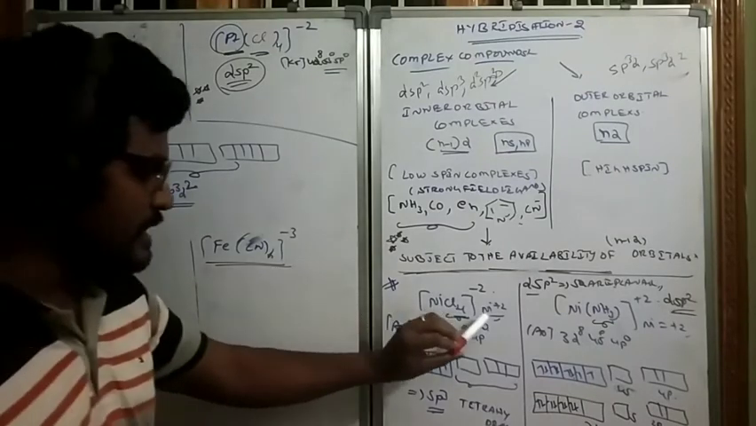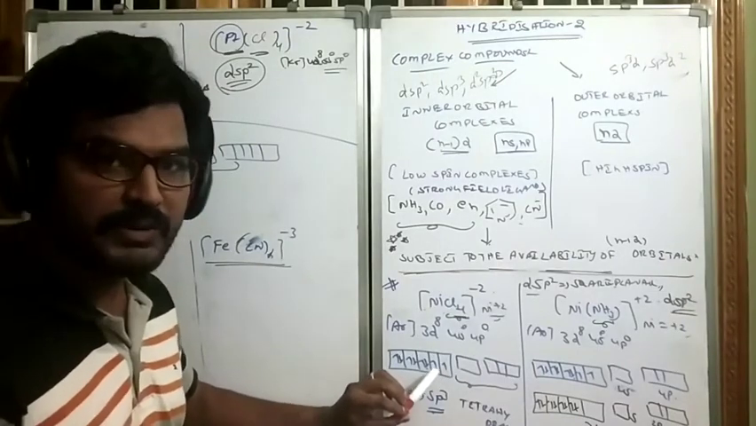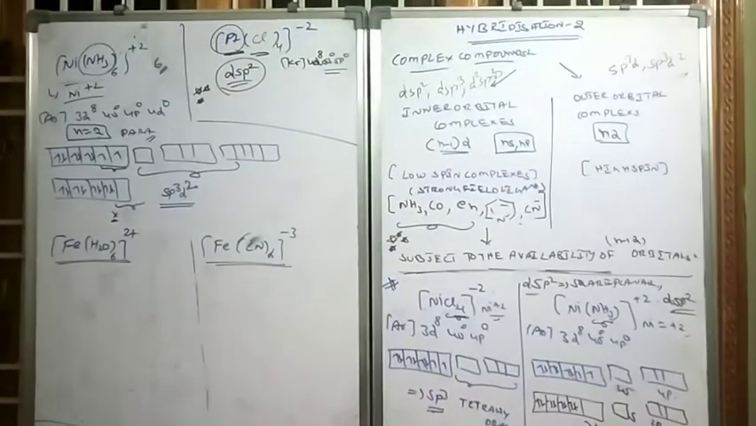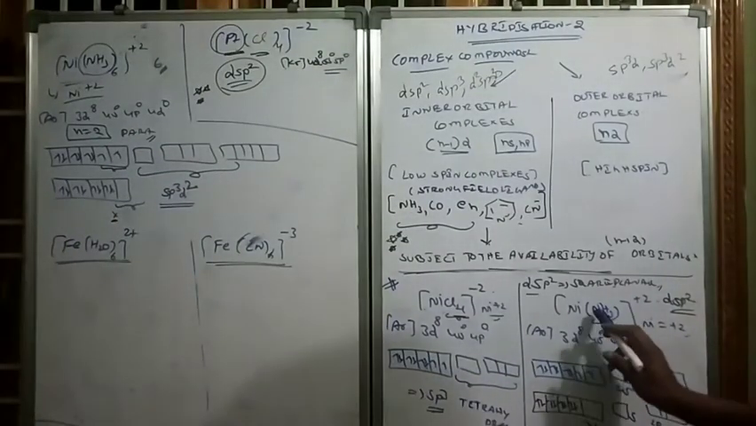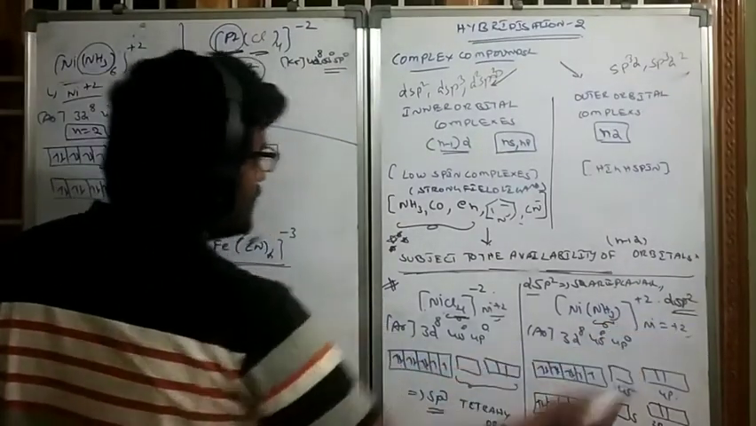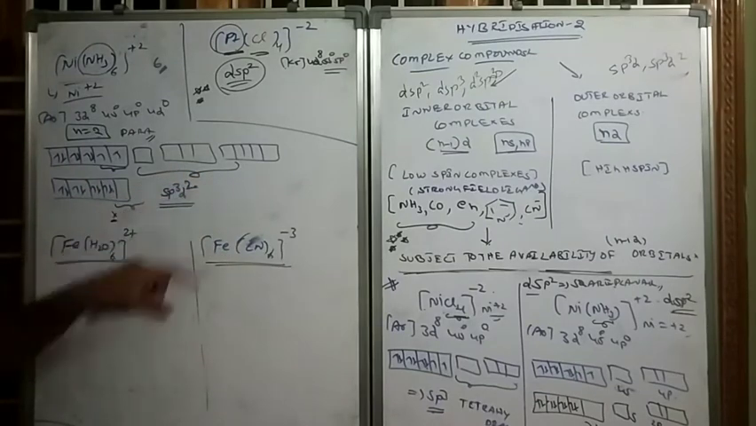So in NiCl4 2-, it is not possible to have an inner orbital complex, so it will be forming sp3 hybridization. In this case, there is availability of inner orbital, so it will be forming dsp2. Here only one is available, other is not available, so it will be forming.